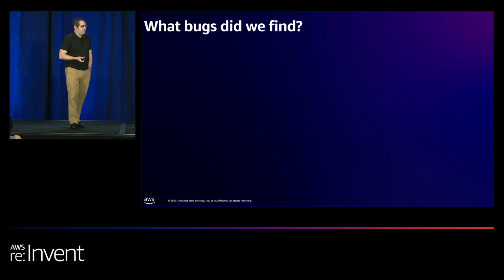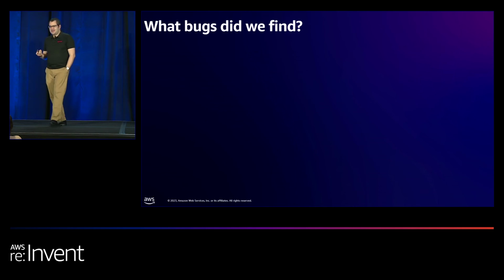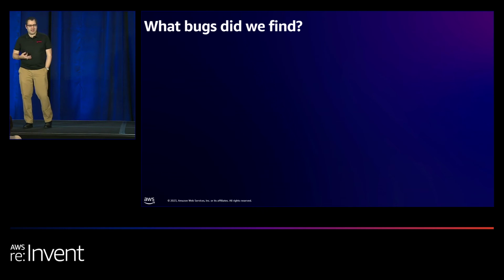But along the way, what bugs did we find? I always love these because I think it shows the value of having that kind of shadow system in the comparison system. What are some bugs?